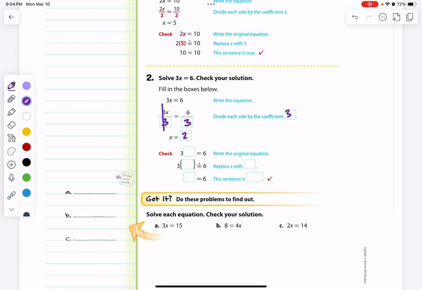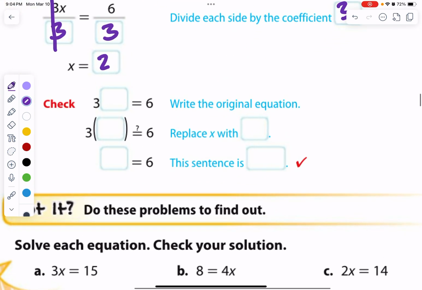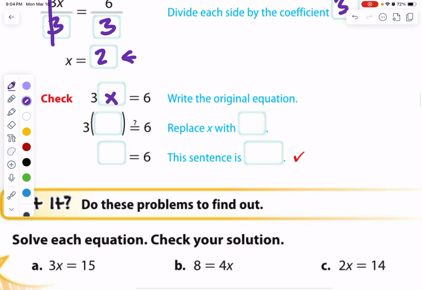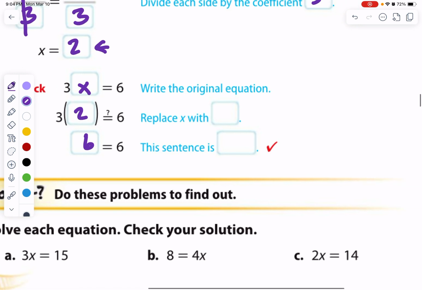3, okay? Let me zoom in a little bit here. The original equation was 3x equals 6. If we substitute x with 2, well, 3 times 2 equals 6, so that checks. The sentence is equal. I'll replace x with 2.